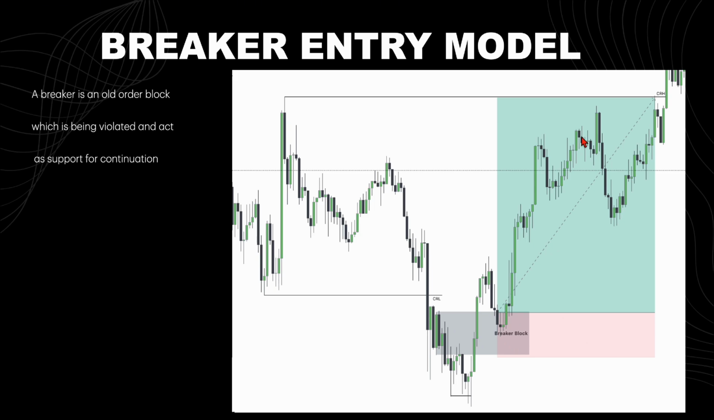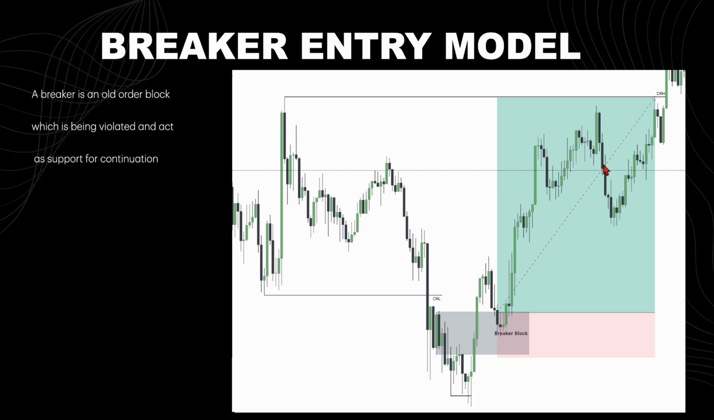In the chart here, you can notice this old order block is violated, and the price returns to test it as support. This retest aligns with the continuation of bullish momentum, confirming a high probability entry point. For bearish scenarios, the same applies but as resistance. The breaker entry model is particularly useful in trending markets, as it allows traders to align with the prevailing momentum.